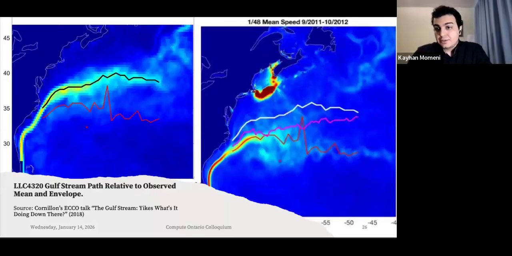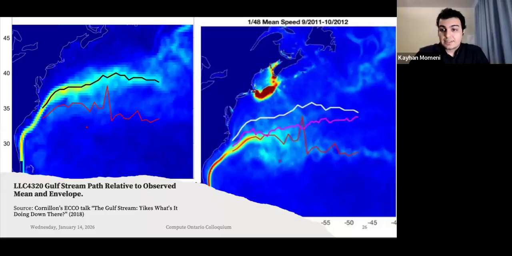Now, beyond resolution, there are several well-known issues with LLC 4320 that have been identified over the past 20 years. I'll very briefly highlight a few of them and then explain how we are addressing these long-standing problems in the next generation of global ocean models.